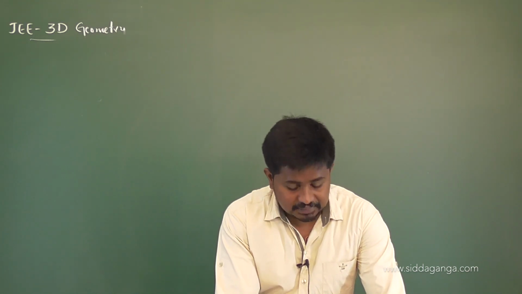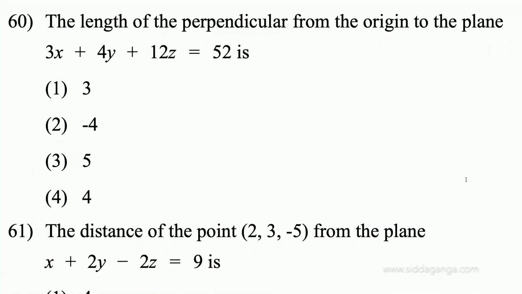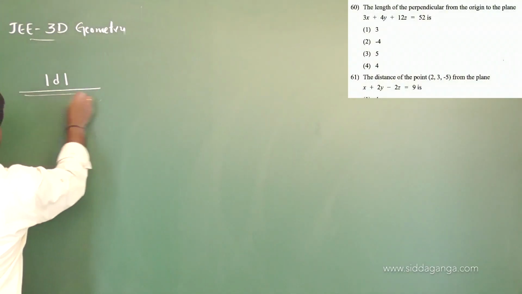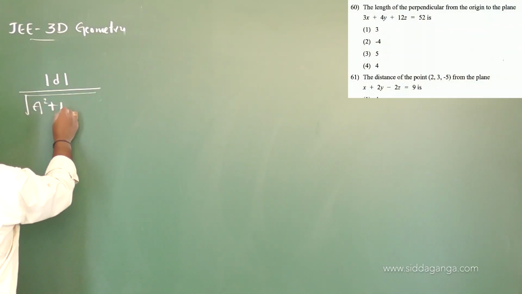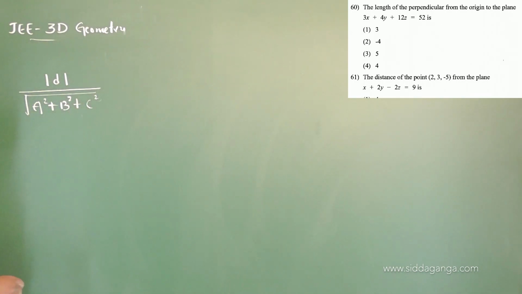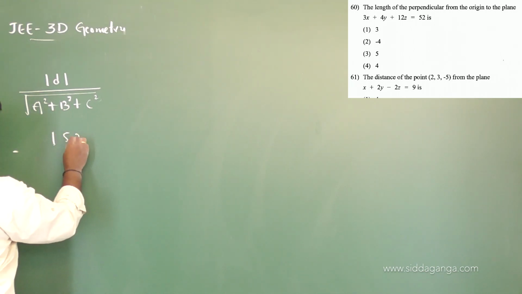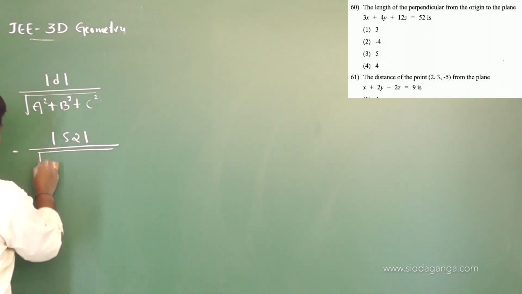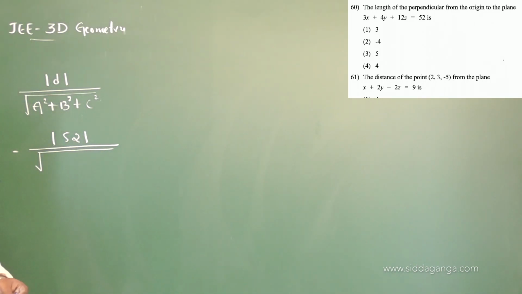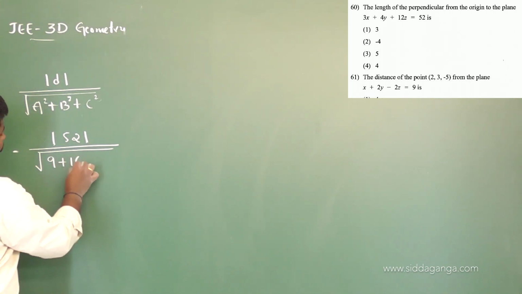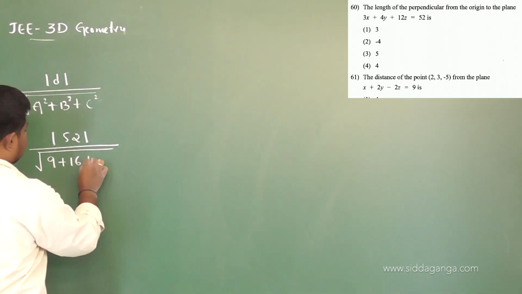Look into question number 60. The length of the perpendicular from the origin to the plane, a simple one, I mean the perpendicular distance from the origin to the given plane. Yes, we have the formula d divided by root of a square plus b square plus c square, right? So d is 52 from the equation, divided by, so the plane we have actually 3x plus 4y plus 12z is equal to 52. A is 3, B is 4, C is 12. So 3 square, 4 square plus 12 square.